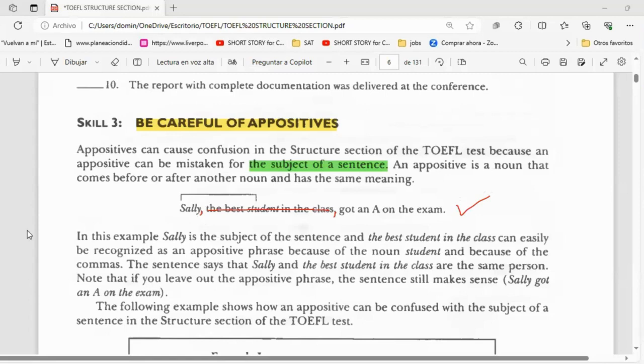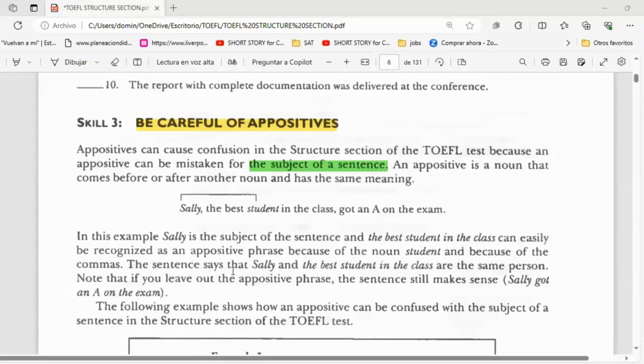But on the opposite, if you delete this one, the best student in the class got an A on the exam. There is no reason to have a comma here. So, of course, this is not the appositive. The appositive is what is in the middle. Usually it is in the middle between commas, or at the beginning after a comma. In this example, Sally is the subject of the sentence, and the best student in the class can easily be recognized as an appositive phrase because of the noun student and because of the commas.